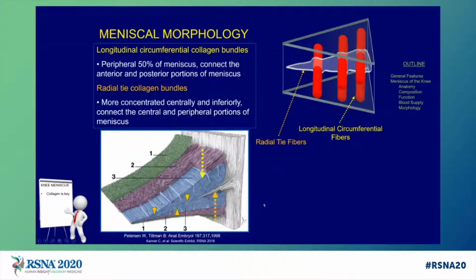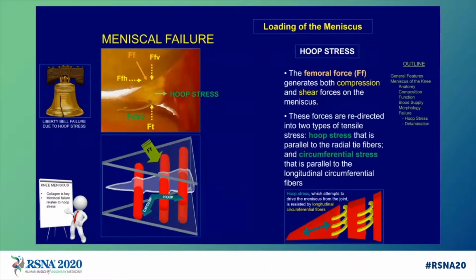The second pattern of collagen are the radial tie collagen bundles that come in from the periphery, shown by that orange arrow, and then we can follow them, shown by the arrowheads, all the way to the inner aspect of the meniscus. I kind of draw them here as this structure, and you can see the radial tie fibers tied together the peripheral and central aspect. That's what you need to know. Longitudinal circumferential collagen fibers, outer half of the meniscus, tying together the anterior and posterior parts, and the radial tie fibers that tie together the central and peripheral portions.